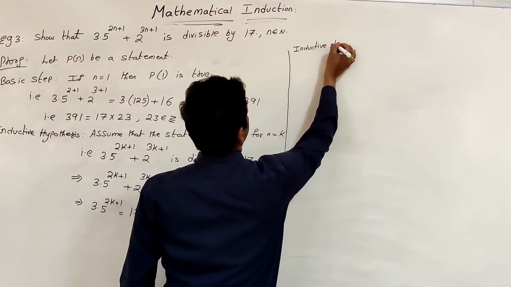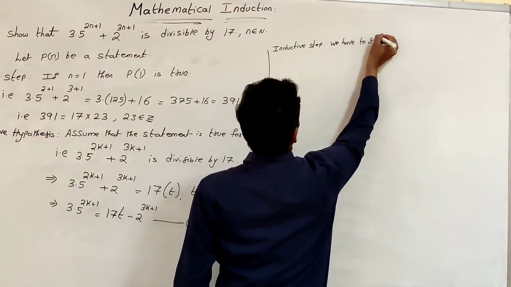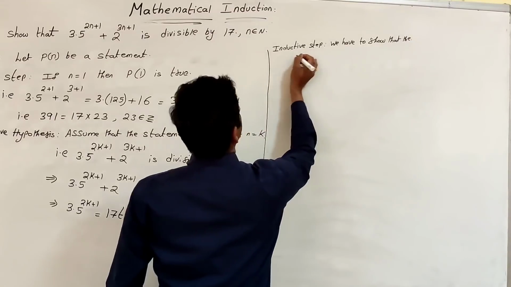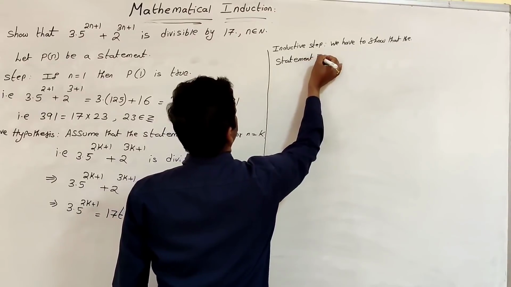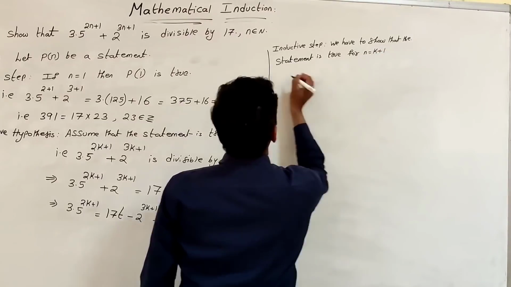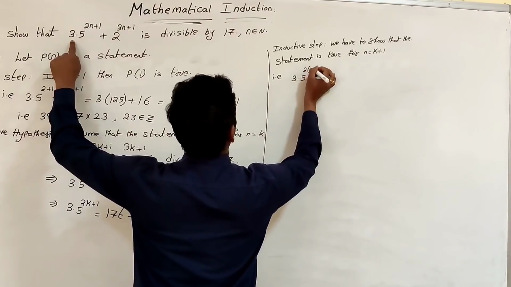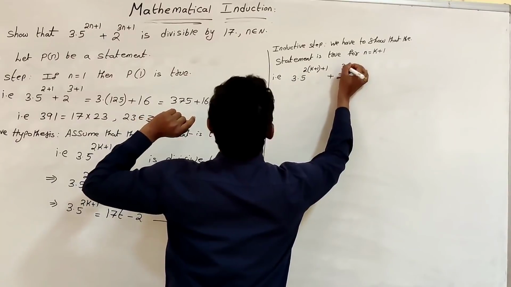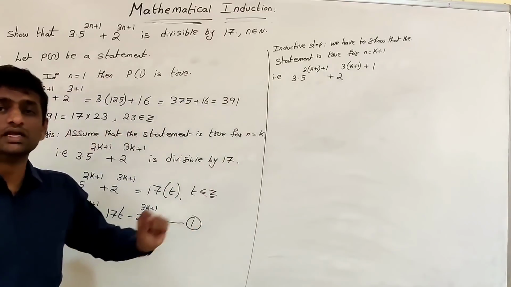Inductive step. We have to show that the statement is true for n is equal to k plus 1. That is 3 into 5 to the power of 2 times k plus 1 plus 1, plus 2 to the power of 3 times k plus 1 plus 1, and this term should be divisible by 17.